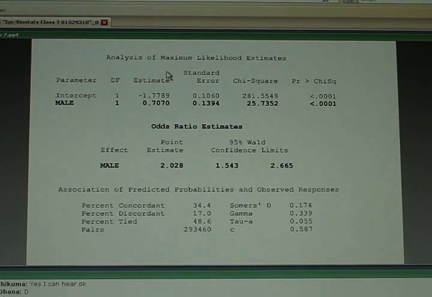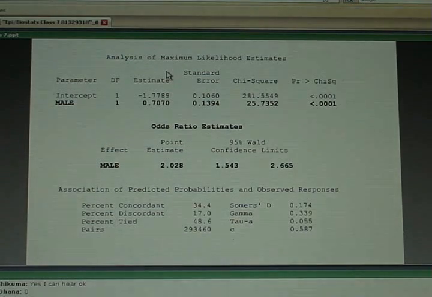Here's the value for B1 in that model, 0.707. The standard error, the estimate for the standard deviation from your data set, is 0.139. So let's divide the 0.707 by the standard error, 0.139. If you divide 0.7 by 0.14, you get a number around 5. If you square that number, that's what's listed here, the 25.75. That's the square of the quotient, B1 divided by the standard error of B1.